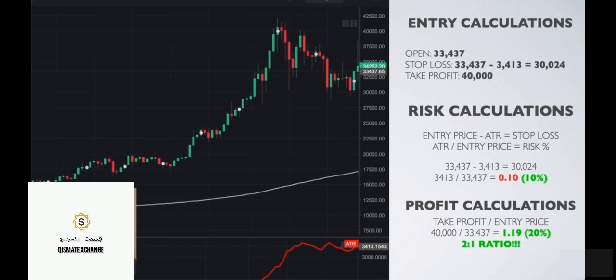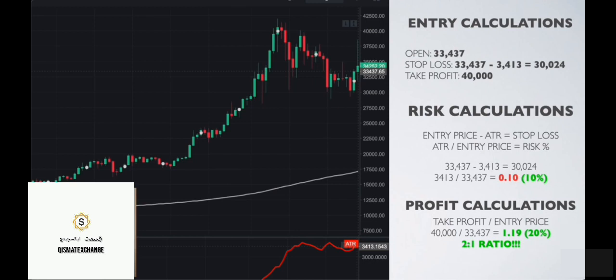Then what we need to know is how much we're risking. Super important as well. So the ATR divided by our entry price gives us our risk. It basically tells us how much we're going to lose if we get stopped out. You can see this calculation here. Entry price minus ATR, 30,024, 3,413, which is ATR divided by entry price, equals 0.1, otherwise known as 10%. I've put 0.1 in red here because that's how much we would lose if the trade went against us. And I put 10% in green because we're risking 10% of our portfolio.